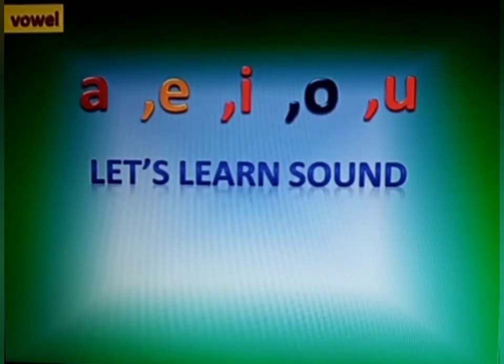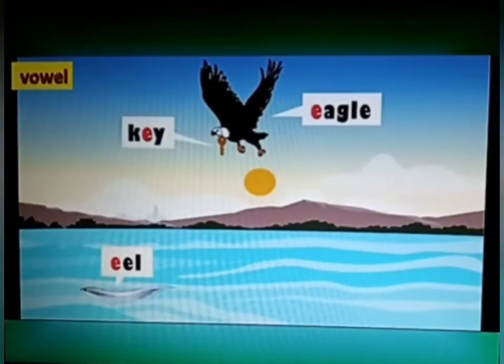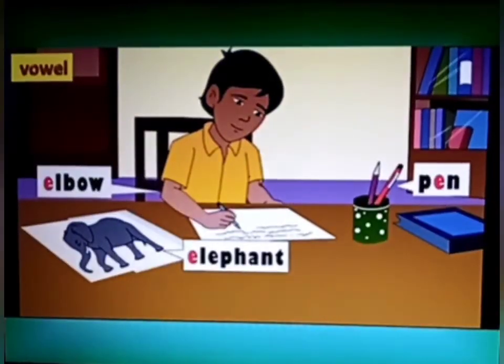Let's learn the sound of E. Key. Eel. Eagle. Elbow. Elephant. Pen.